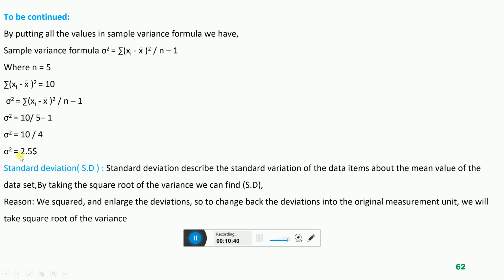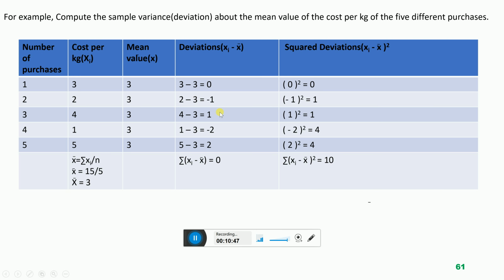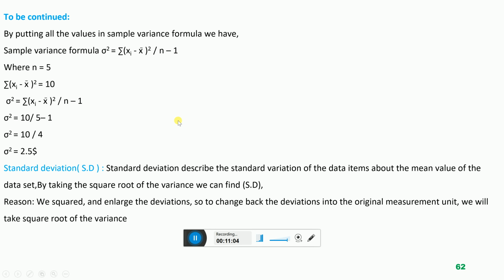Now we enlarged the deviation by taking the square. Look, these are the deviations -1, 1, -2, 2. But we enlarged from -1 to 1. We enlarged from -2 to 4. We enlarged from 2 to 4. So we enlarged the deviations. We enlarged the variances. Now we have to change this large variance to a small one. We have to change this variance back to the original data.